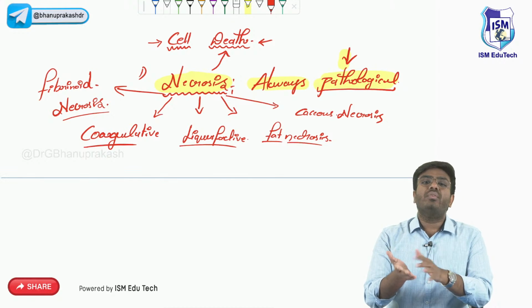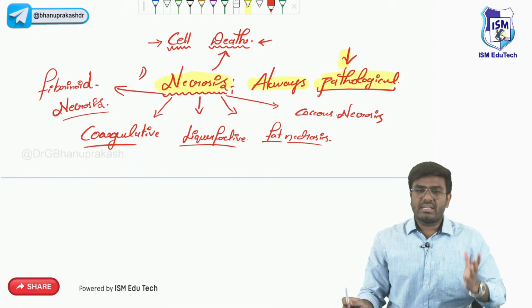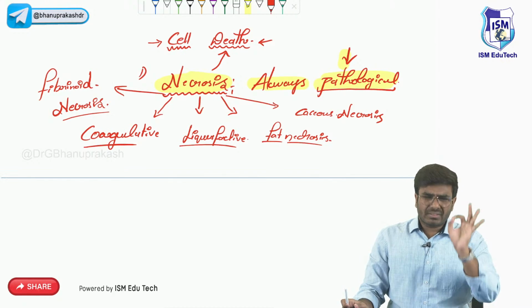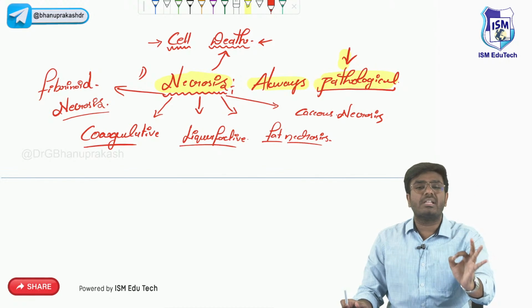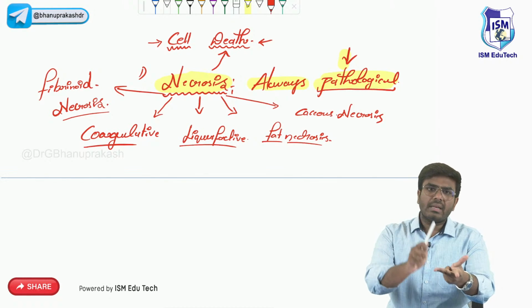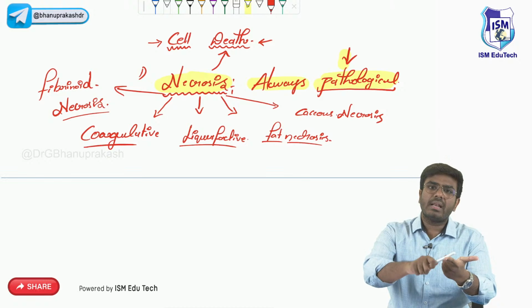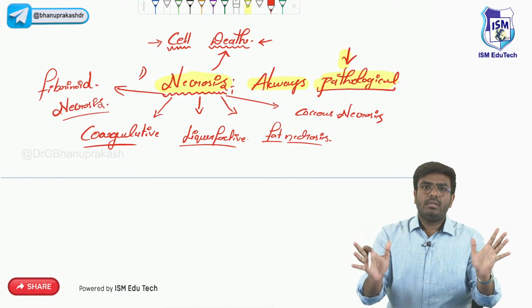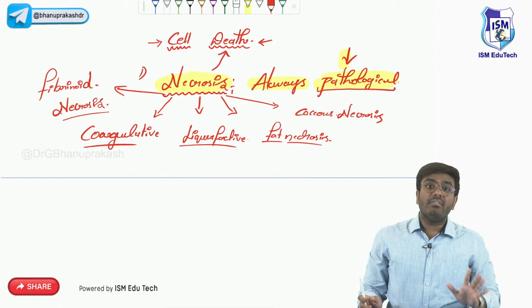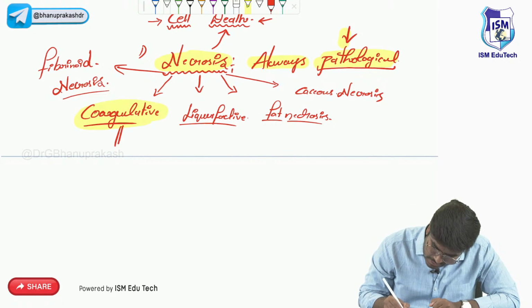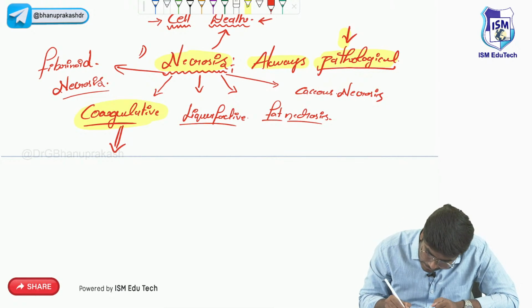Cells will die differently. Most of the organs and tissues in our body, whenever you give them pathological stress, will die. First stress, cellular adaptation, reversible cell injury, irreversible cell injury, later death. So most of our body tissues will die by coagulative necrosis. Let's start with coagulative necrosis, guys. What is the most common type of necrosis? Coagulative necrosis.